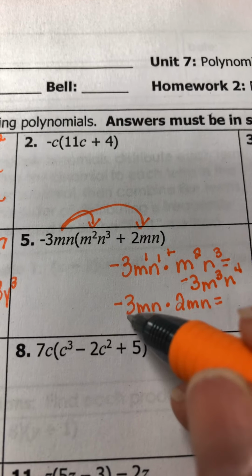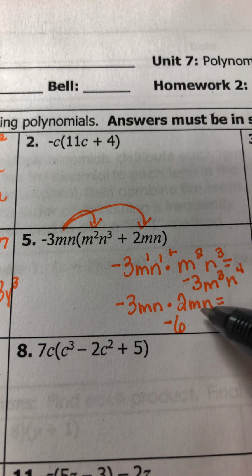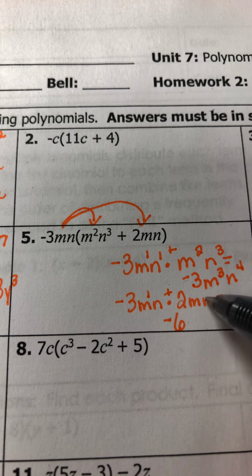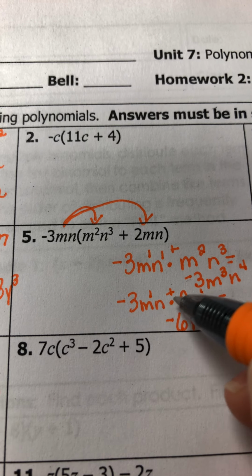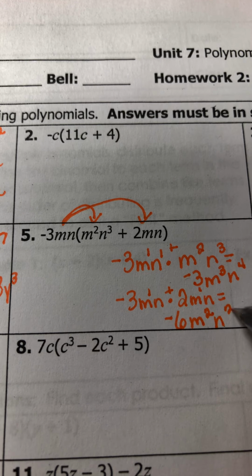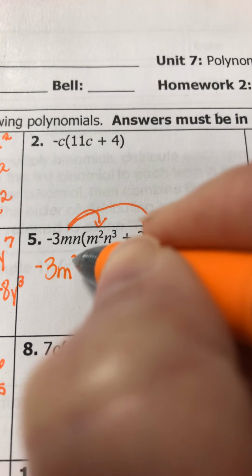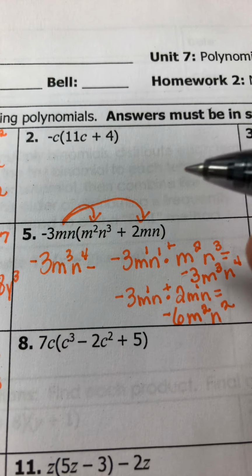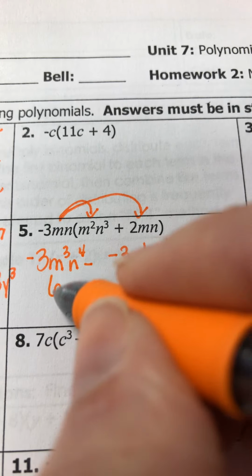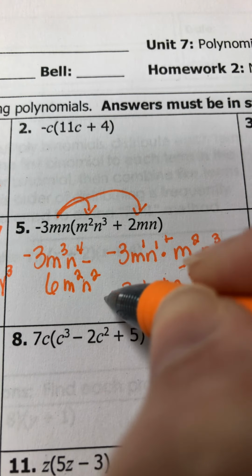Now let's go to the next one. Negative 3 times 2 is negative 6. M times m, 1 plus 1 is 2. With our n's, 1 plus 1 is 2. So we have negative 3m to the 3rd, n to the 4th, minus, I'm so sorry, I'm going to write this underneath, 6m squared n squared.